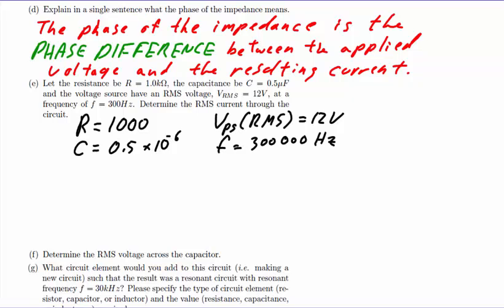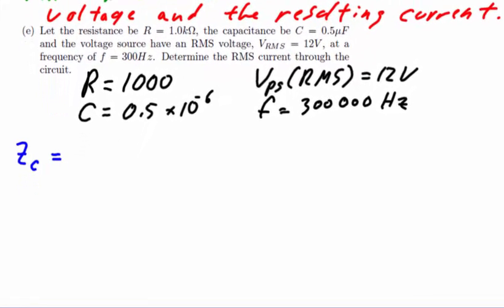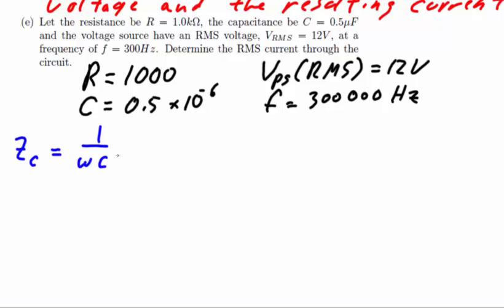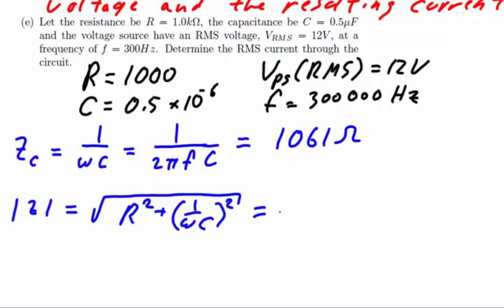We're asked to determine the RMS current through the circuit, and we'll begin by calculating the impedance. We'll perform this calculation in two steps. First, we'll determine the magnitude of the impedance of the capacitor by calculating 1 over omega C, and with recognition that omega is always 2 pi times the frequency, we're going to come up with a value of 1061 ohms, rounded to the nearest ohm. This result can be plugged into the formula for the impedance that we derived earlier, and when we perform the calculation, we come up with a total of 1458 ohms.